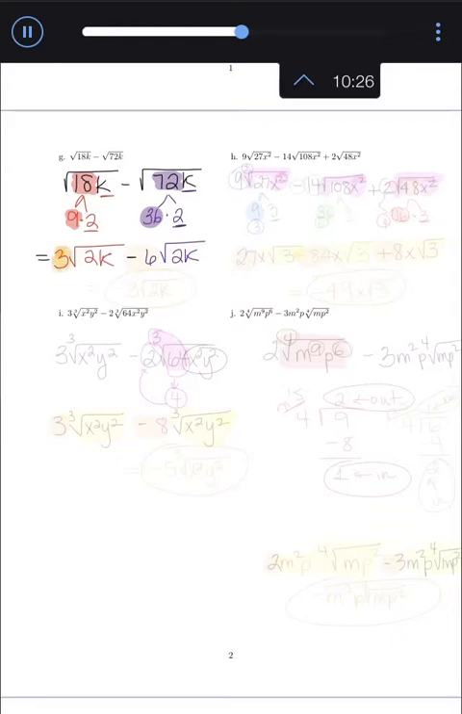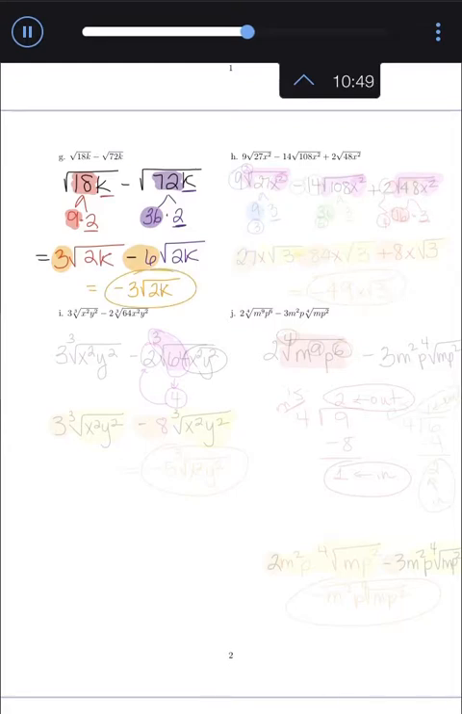So I've got 3 of these square roots of 2k minus 6 of these square roots of 2k. Those are like terms because they both have a 2 and they both have a k on the inside of the square root. They match up. So this will give me negative 3 square roots of 2k.